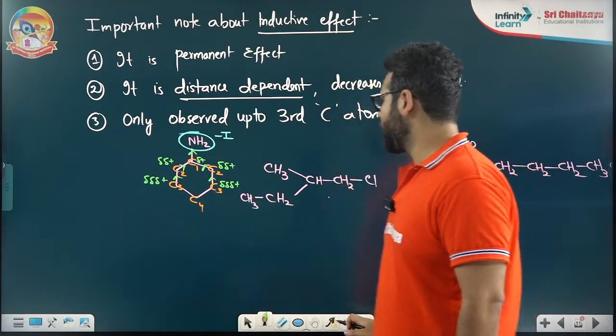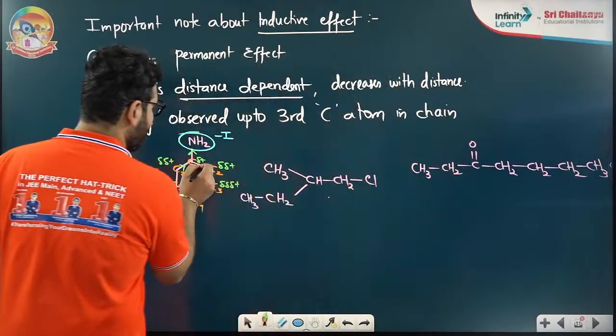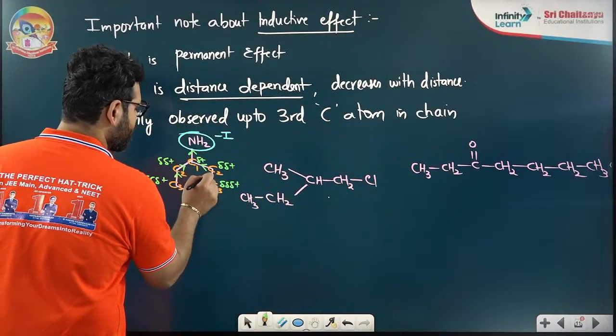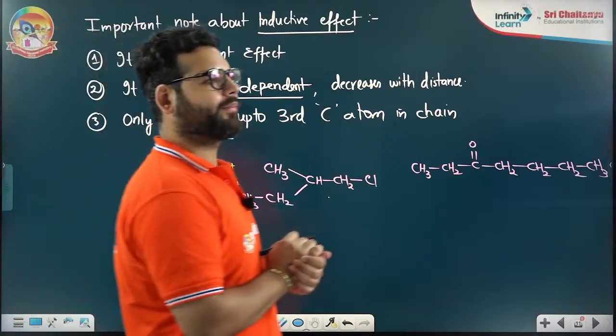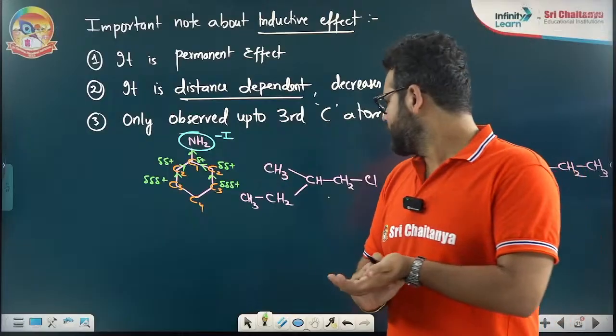Then you don't have to show other arrows. So don't show arrows at the bottom carbon. Up to the third carbon, it is working like this. Okay. Same way in the next one.